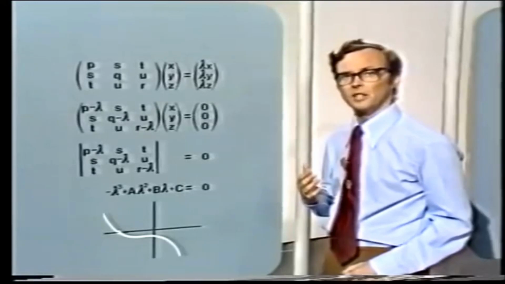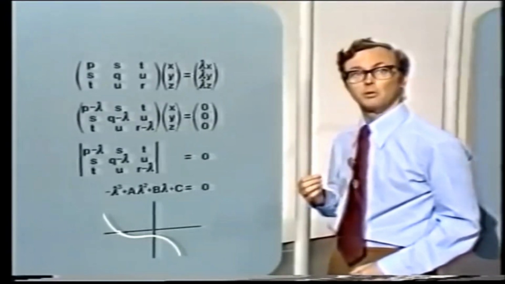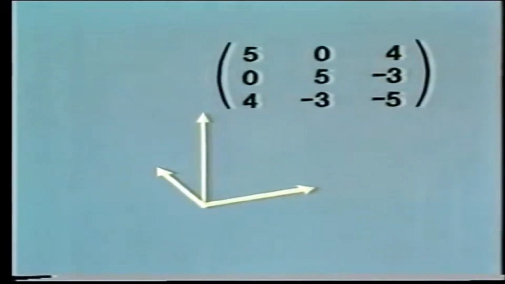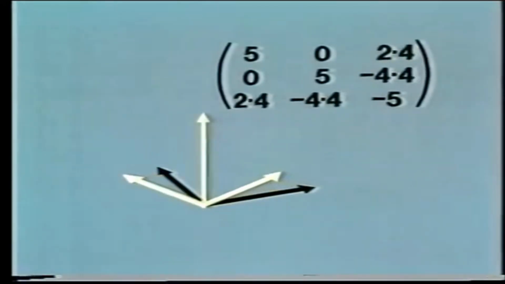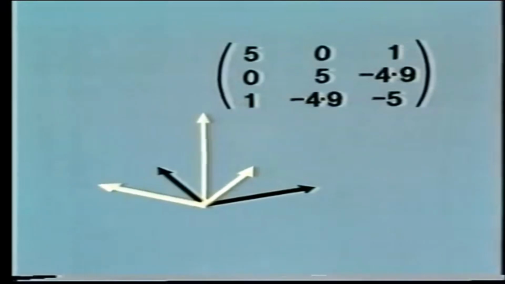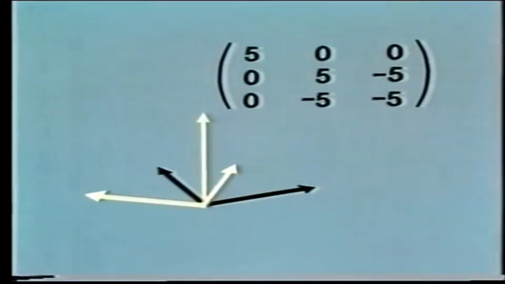Well, to see how that helps us, let's go back to our particular example. These are the original basis vectors, and this is the matrix. Let's now rotate the basis until just one of the vectors is an eigenvector. The matrix hasn't been diagonalized, but it's certainly been simplified. And if we now rotate the basis again, then we can diagonalize the matrix.